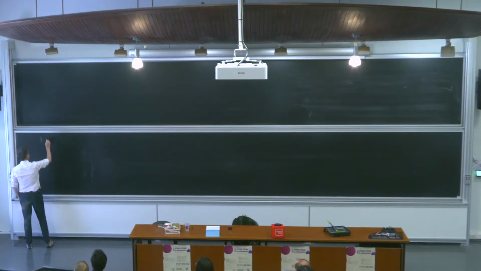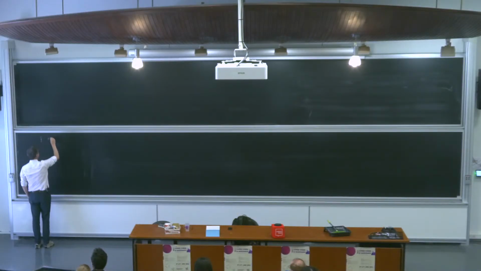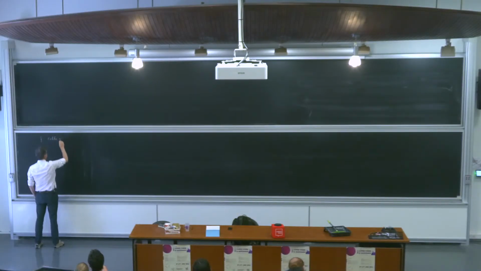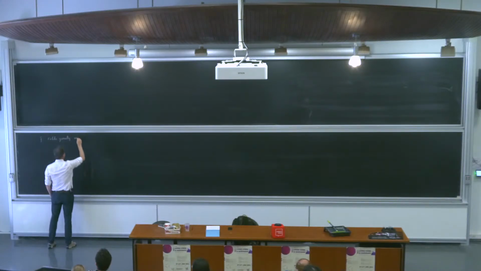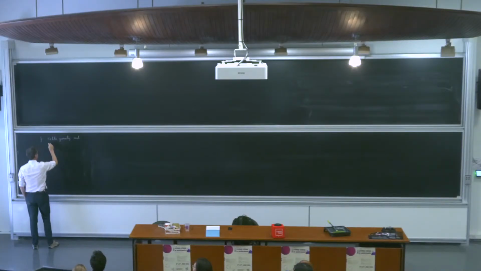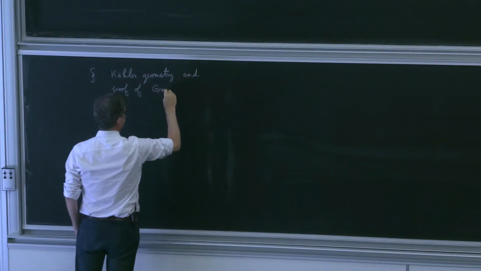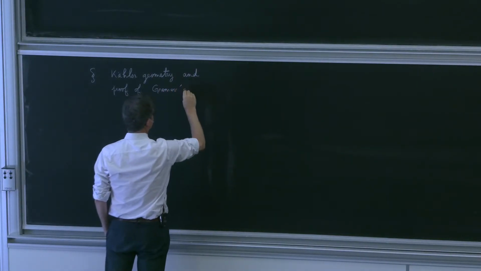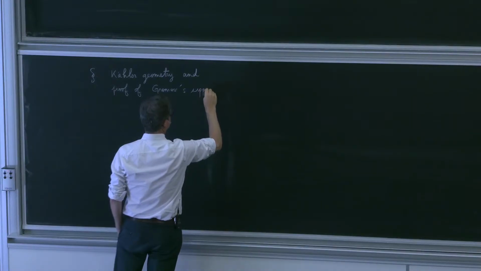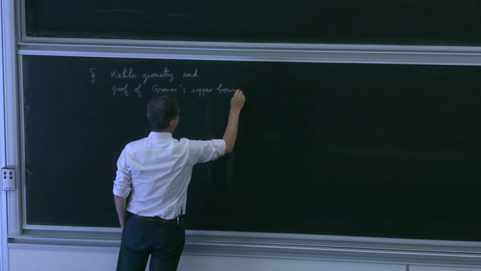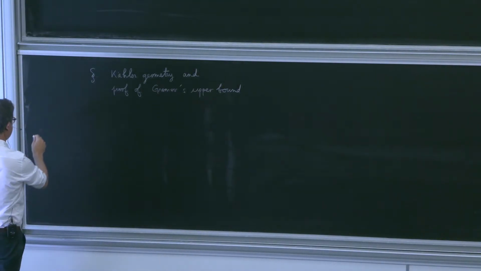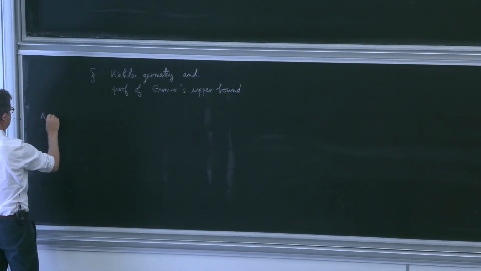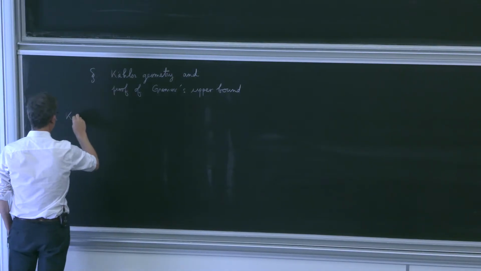Now I want to do some Kähler geometry, and give a proof of the result of Gromov, so Gromov's upper bound for the topological entropy. Okay, so I start with Kähler forms.